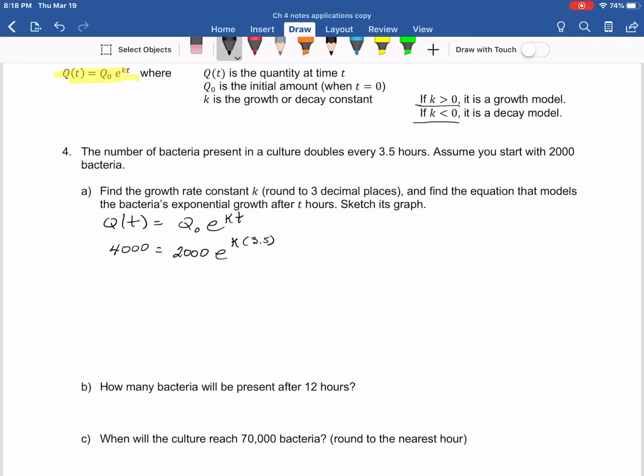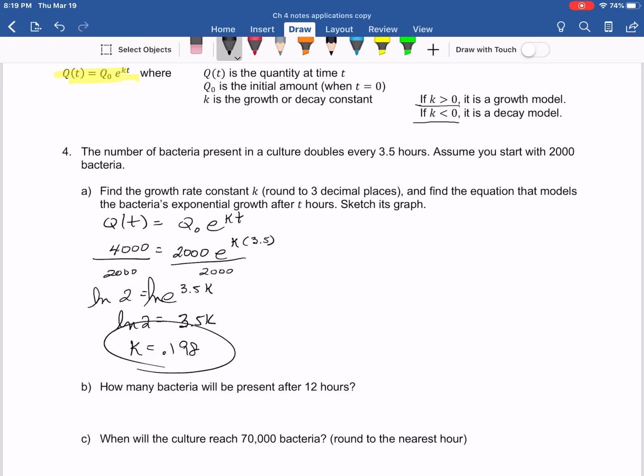So we're going to solve this equation for K. Divide both sides by 2,000. So 2 equals e to the 3.5K. Solving for K, once again, it's in the exponent. We get it out of the exponent by taking the natural log of both sides. So now we have the natural log of 2 equals 3.5K. We divide both sides by 3.5. You get an approximation for K of 0.198 rounded to 3 decimal places.